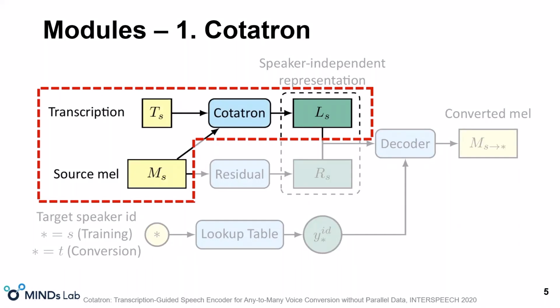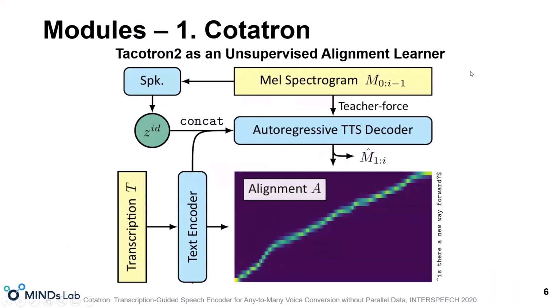First, I'll explain the Cotatron module, which is the most important part of our paper. Before talking about Cotatron, let's have a look at Tacotron 2, which is one of the most widely used TTS models. The Tacotron 2 is trained to generate a single frame of mel spectrogram from the previous frame, which is also known as the teacher forcing method.